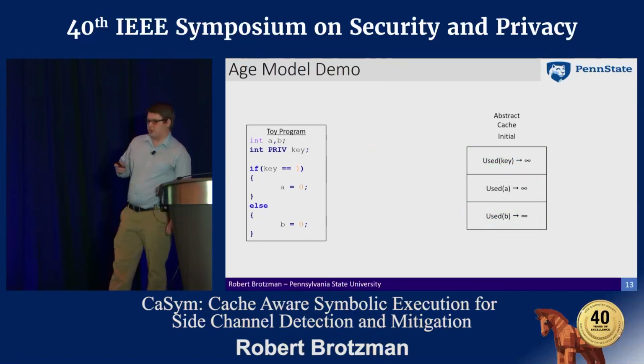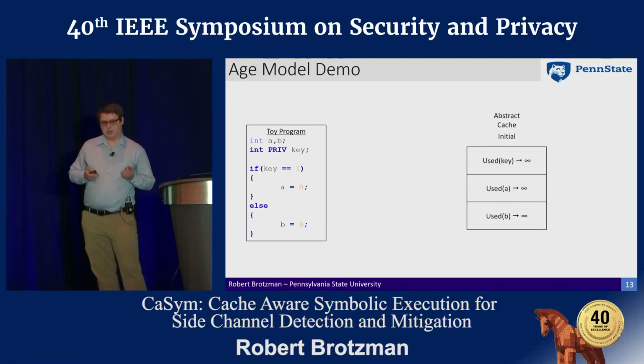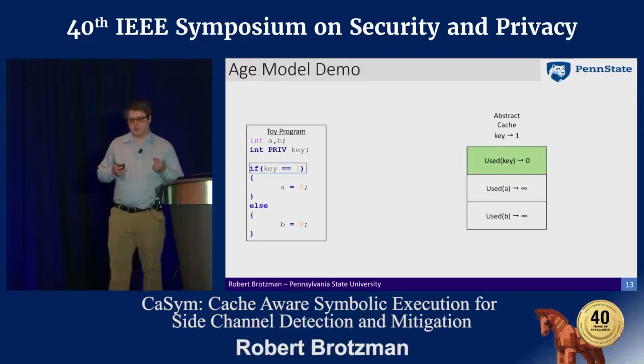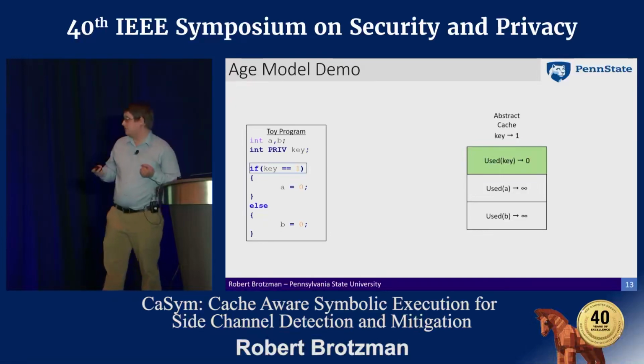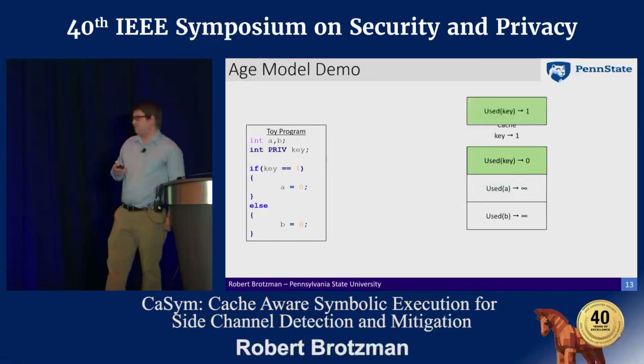And then to demonstrate how the age model might work, here we start off with all of the ages being infinity, which means that they haven't been accessed yet, essentially. Then when we access key, initially we'll increment all of the ages, and here incrementing infinity by 1 is still infinity, so they stay the same. And then since we access key, we'll set that age to 0.